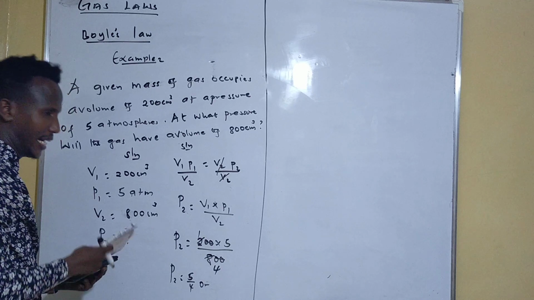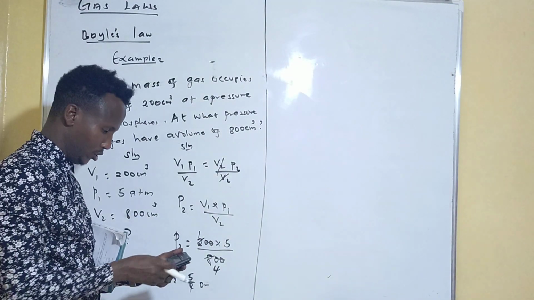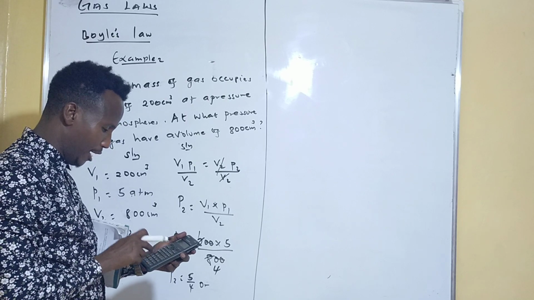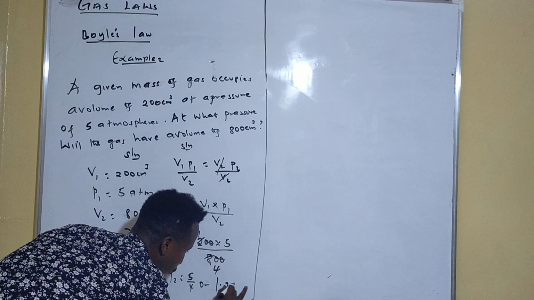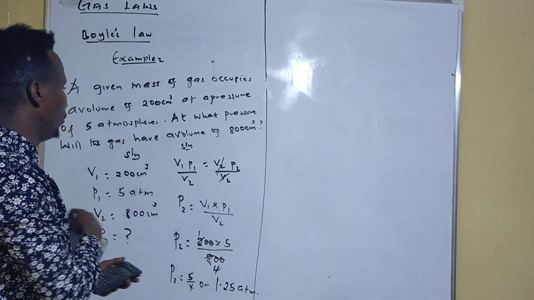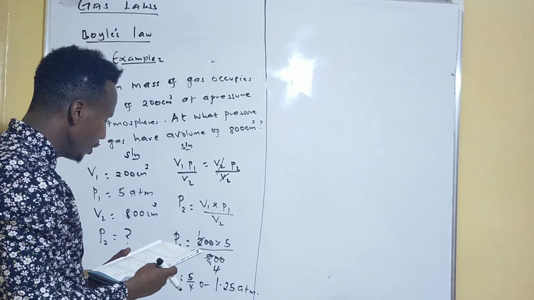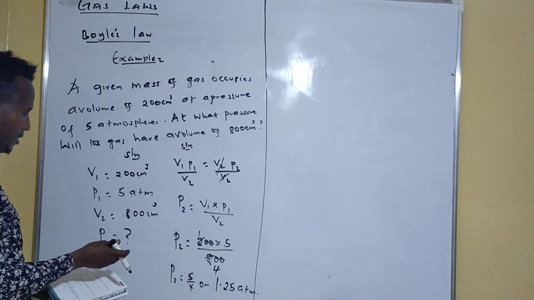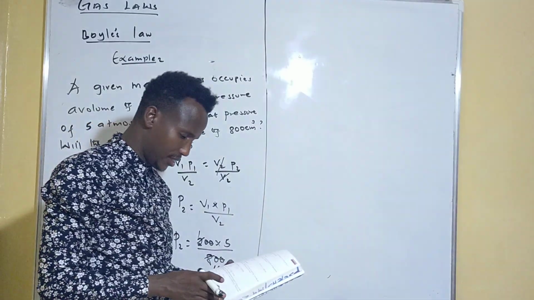You must have your calculator, brothers and sisters. It is very helpful. So 5 divided by 4 is 1.25 atm. So this is how you're going to calculate any question that comes during national exam.